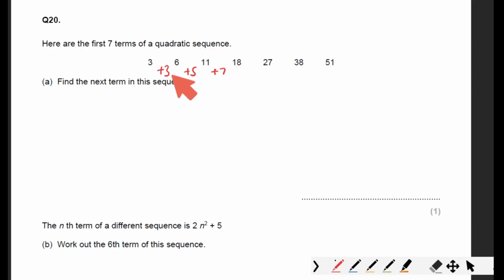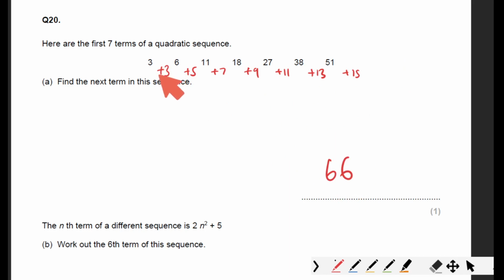11, add something to give me 18, plus 7. I think you can see a pattern there. Plus 3, plus 5, plus 7, plus 9, and so on. Plus 13, because then 38 add 13 gives you 51. So the next one would obviously be add 15. 51 add 15 is 66. So that's the next one.